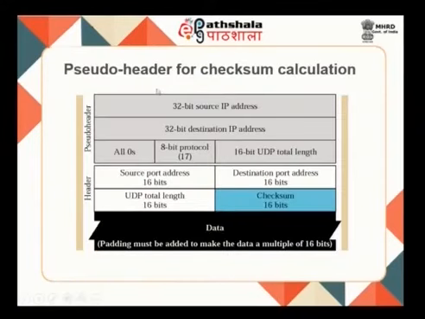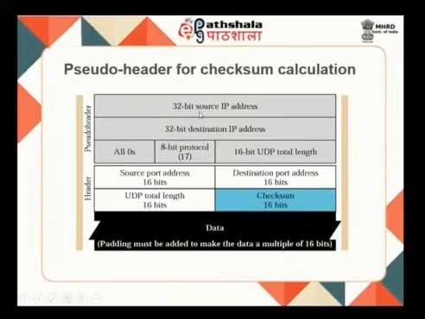Okay, so let us look at a quick example of how the checksum calculation is done. As we said, the checksum calculation involves the UDP header, the UDP data, plus a pseudo header. The pseudo header is something which comes from the IP fields.